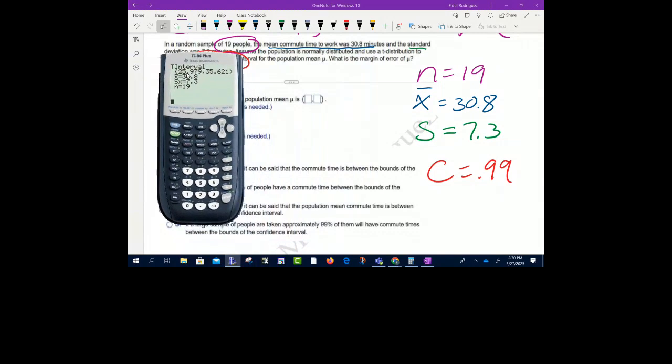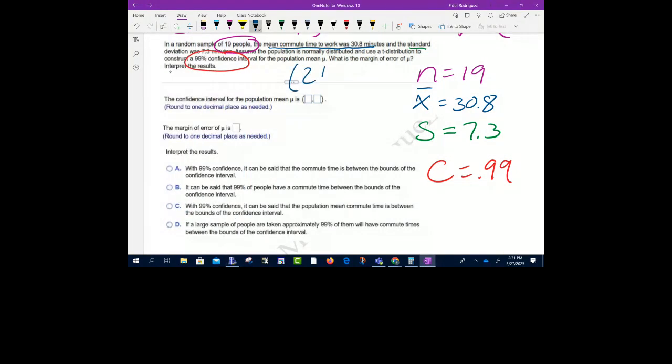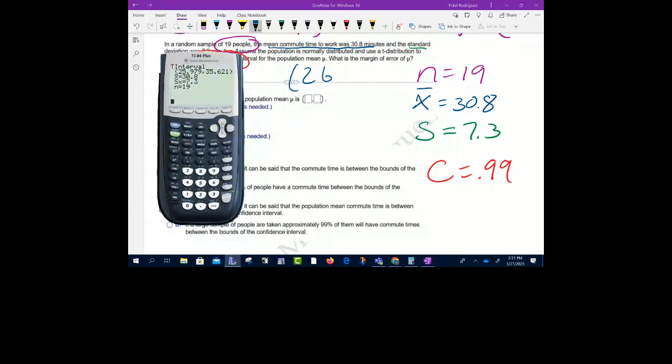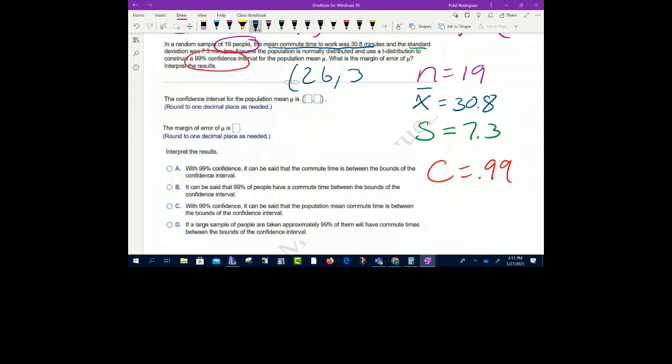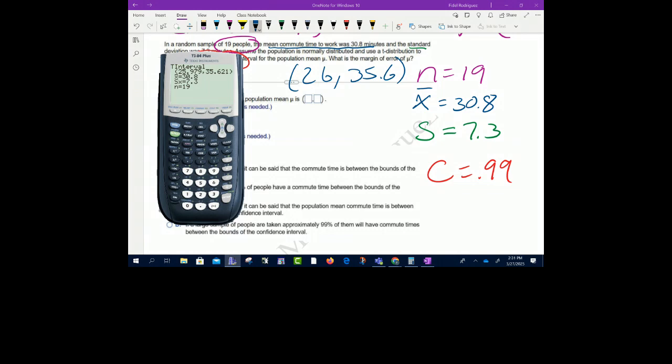Let me ask you guys a question. 25.9 or 26? What do you guys think? 26, very good. What about the next number, 35.6 or 35.7? 35.6, right? Awesome. Did you use number 7 or number 8 on the T interval? The T interval, right? Let's come back here, go to stat, go to tests, go down to T interval. Oh, 8. There you go. And enter your info in.